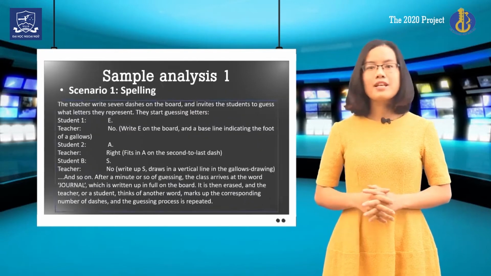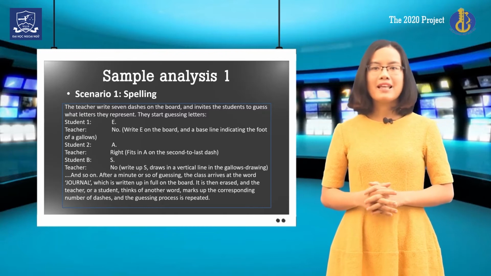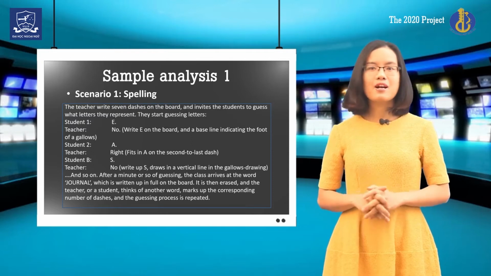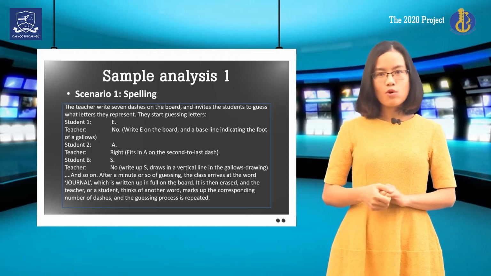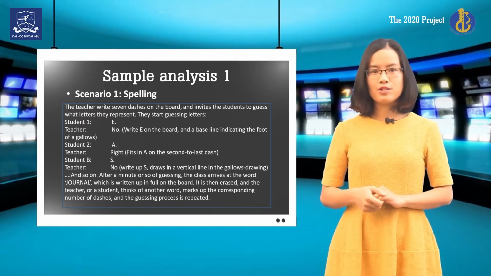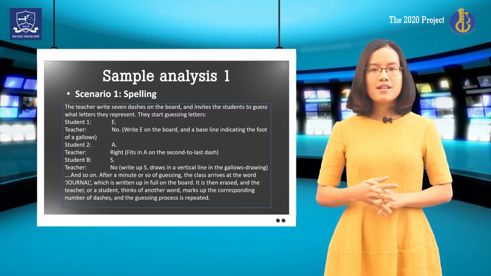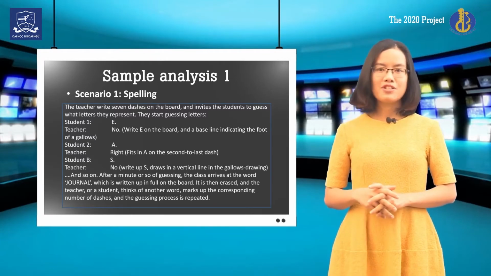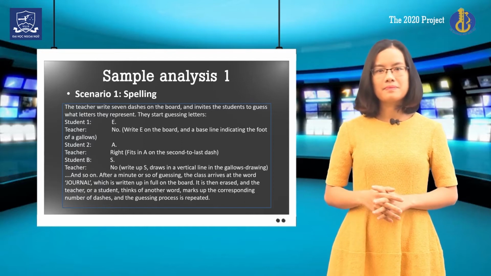The first scenario is an activity to practice spelling. Just read the scenario and think about the questions. In this scenario, things go like this. The teacher writes 7 dashes on the board and invites the students to guess what letters they represent. They start guessing letters. Student 1 says E. Teacher: no. And then she writes E on the board and a baseline indicating the foot of a gallows.